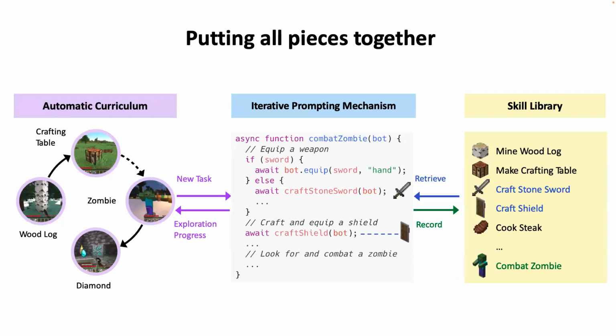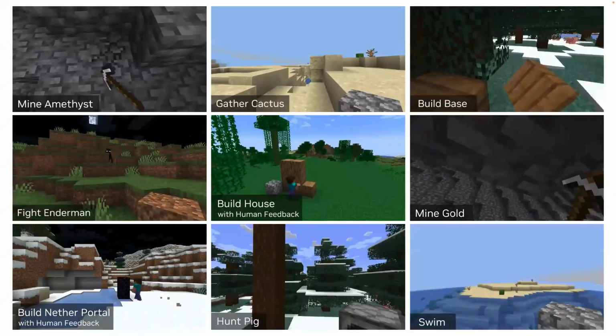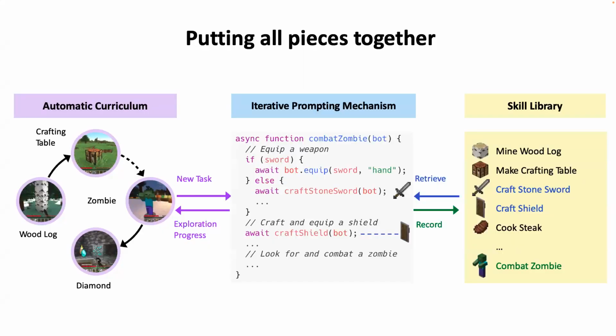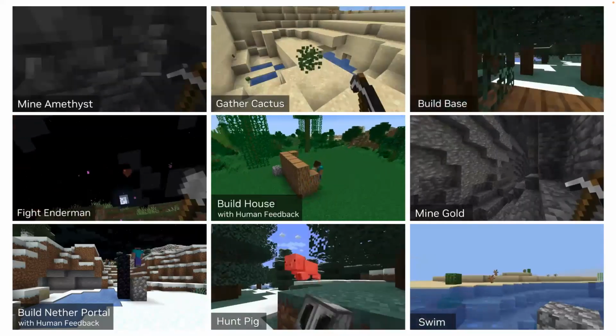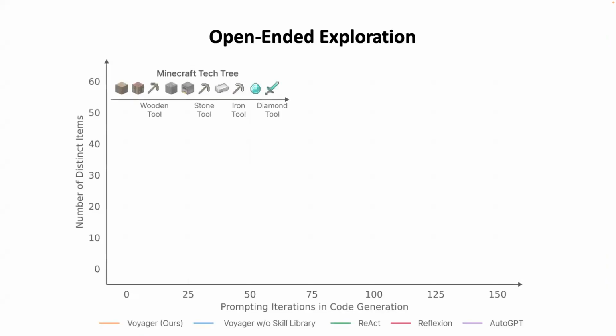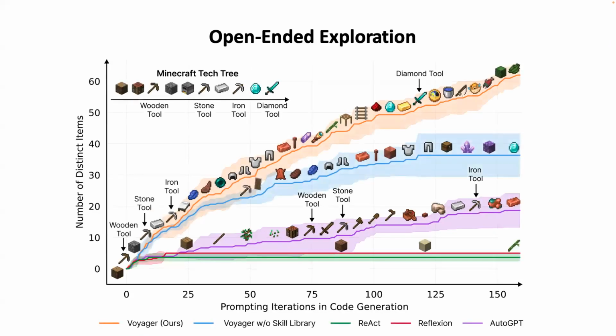If we put everything together, that is Voyager. We have three main components. First, the automatic curriculum, which proposes the task. Then we have the iterative prompting mechanism, with which we solve the task and, based on the feedback, change our actions. And then we also have the skill library, where we can store our skills and retrieve them. Putting all these things together, we can build this trustworthy embodied agent. It shows that it can solve a lot of tasks, and it is the first agent which can achieve diamond-level skills.